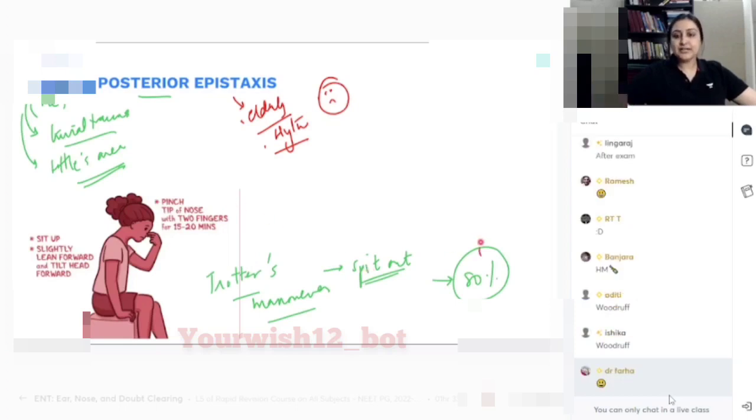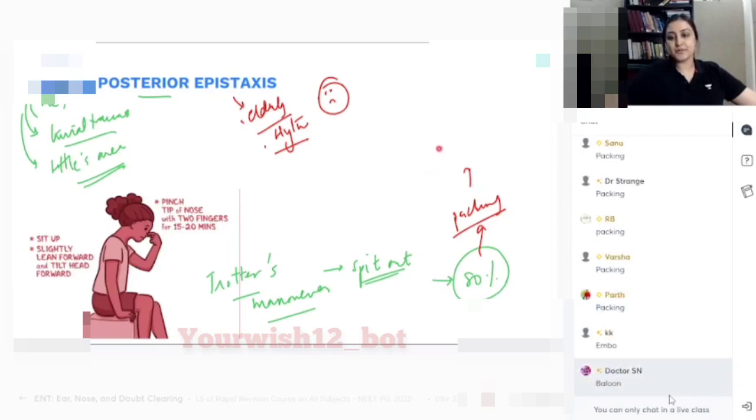Now, how do you manage? It did not resolve with Trotter's. वरना क्या करोगे? अगर resolve नहीं हुआ, what will you do? Yeah, we will do packing, right? The person will go to hospital, will do packing. इससे भी resolve नहीं होगा. Which is the artery that you will ligate? That is the question which comes, right?